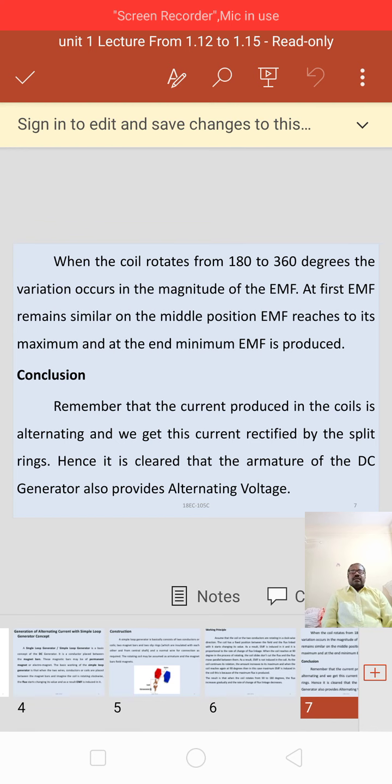In conclusion, remember that the current produced in the coil is alternating, that is positive peak and negative peak, and when this current is rectified by the split rings, hence it is clear that the armature of the DC generator also provides alternating voltage, that is, a small amount of heat energy is converted into electric energy with the help of magnetic energy. This is the main conclusion of the simple loop generator.